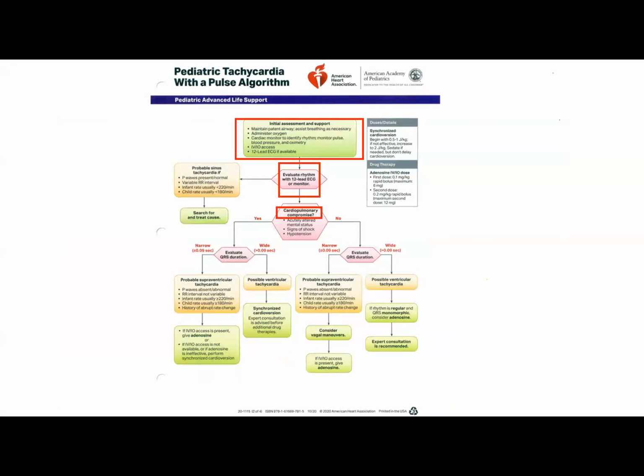Okay. This is the PALS algorithm for pediatric tachycardia. So for any child with tachyarrhythmia, you do your initial assessment, ABCD, get an access and do a 12-lead ECG. And based on your ECG rhythm, you recognize your rhythm. You see if it is a narrow QRS complex arrhythmia or broad QRS complex arrhythmia. If it is SVT and stable, you go with medical management. Unstable, you give cardioversion. If it is VT and stable, you give amiodarone. Unstable, you go for cardioversion. Okay. Moving on.